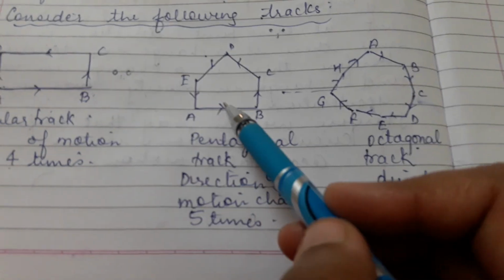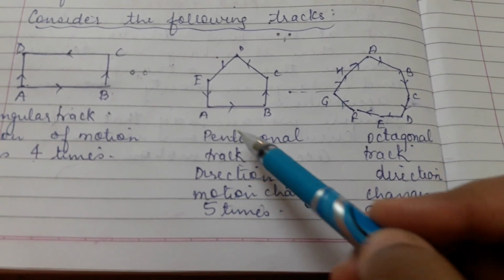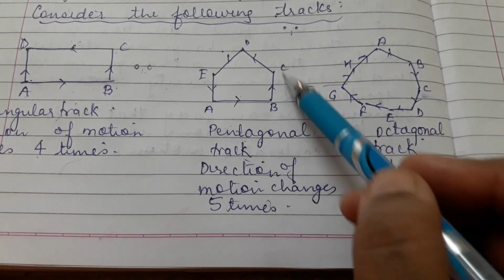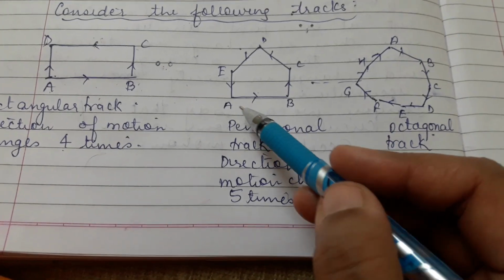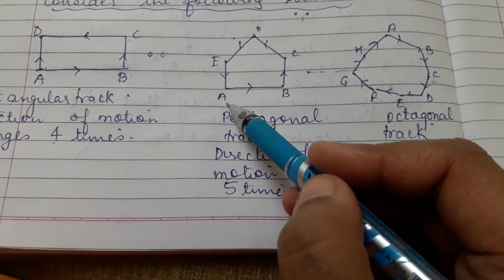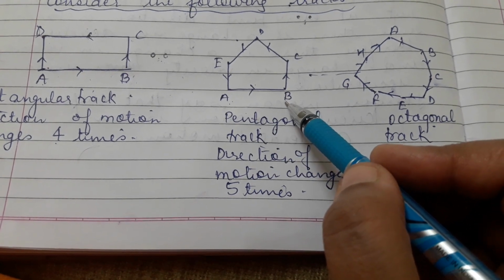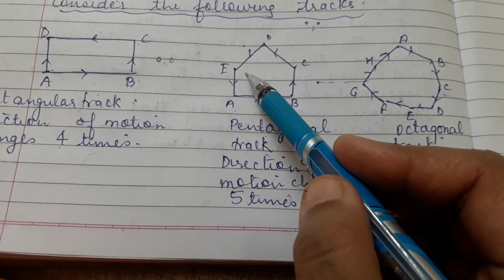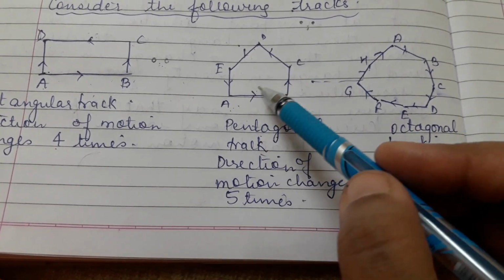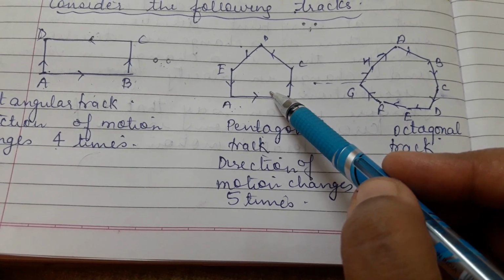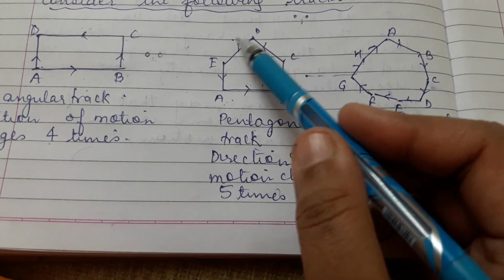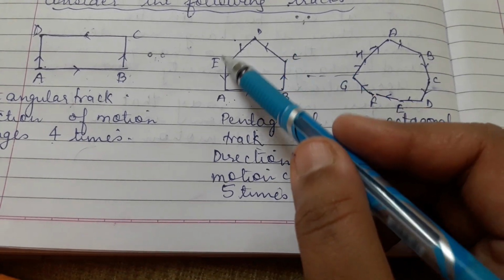Now, coming to the next one, a pentagonal track. A pentagonal track means there are five sides, and as you can see here, A, B, C, D, and E, there are five corners. So when the athlete starts running from A on this track, goes to B, changes his direction, goes to C, changes direction, goes to D, changes direction, E, and then back to A, you will understand that the athlete will be changing his direction of motion five times.